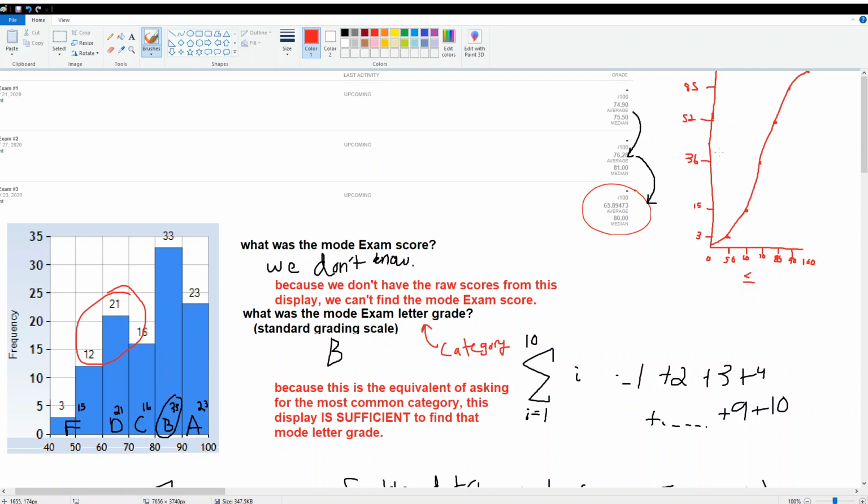So let's think of it this way. How many exam scores do we have? Well, 3 plus 12 plus 21 plus 16 plus 33 plus 23. We have a total of 108 exam scores. So the median is going to be between the 54th and 55th data points. So think of it this way. Look at 52. 52 students out of 108 got an 80 or lower. So more than half the class got above an 80.